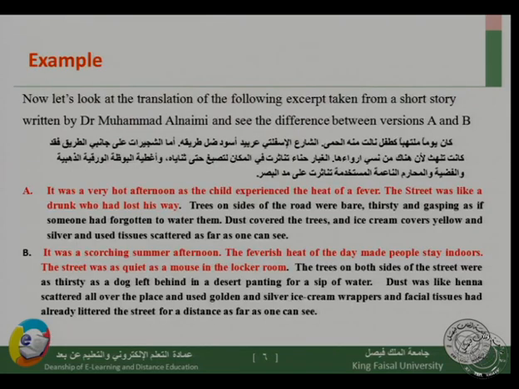Now we move to an example. Look at this example. This excerpt is taken from a story written by An-Nu'aymi, and you can see the difference between versions A and B. Two people translated this. A is by someone, not me, and B I translated. This is to give you an example of how you translate a draft: first you make a translation, a draft. This one is the original. The Arabic one is the original.